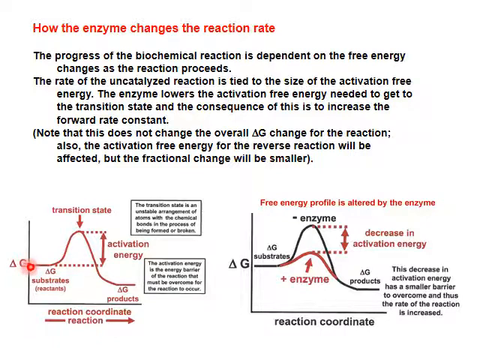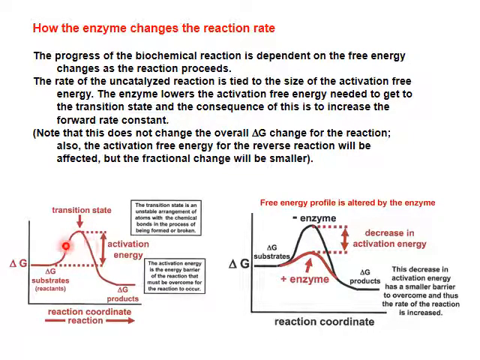So we have a G value for our substrates or reactants, if you will, and a G value for our products. And the distance between them would be our delta G of the reaction. You calculated those for a lot of different problems that you've already worked on. But we also said there's this delta G double dagger that's related to the activation energy.